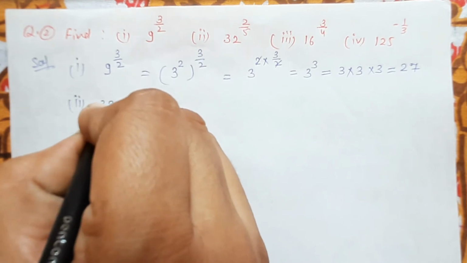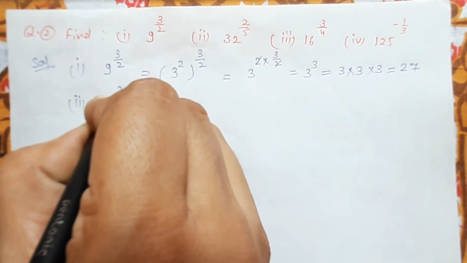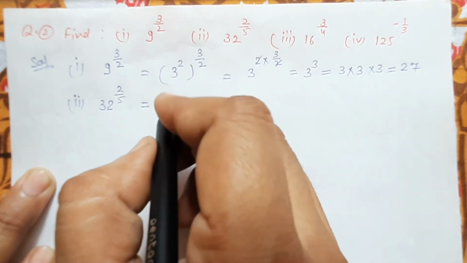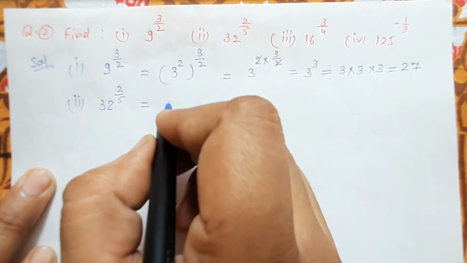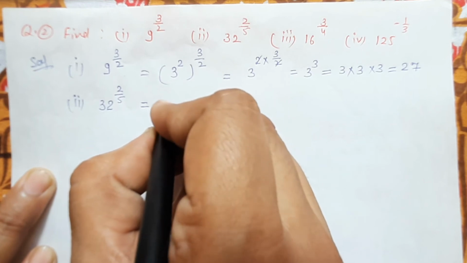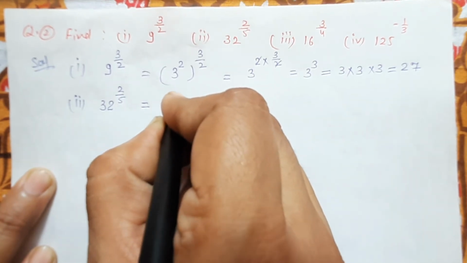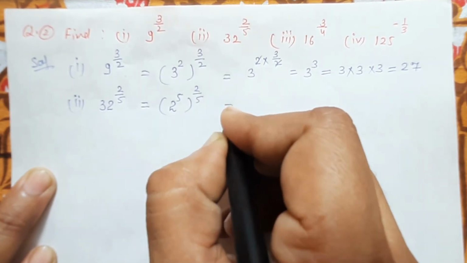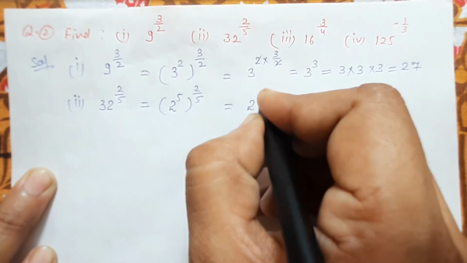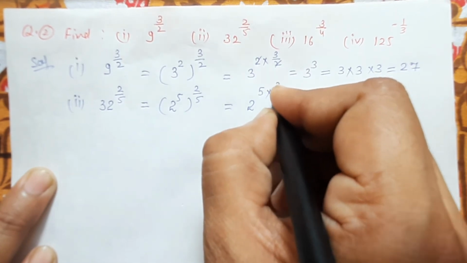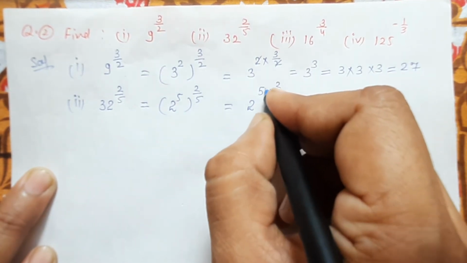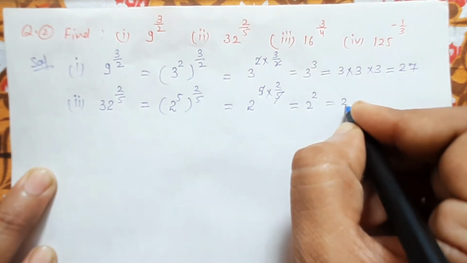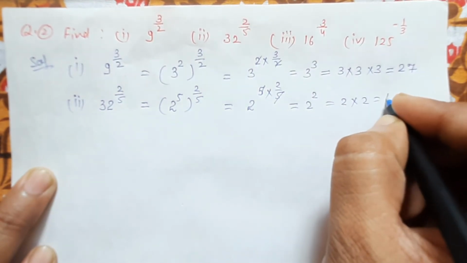Now next, second part. 32 raised to power 2 by 5. In the previous question we have seen 32 can be written as 2 raised to power 5. So here directly I will write 2 raised to power 5 and whole power 2 by 5. So this will be 2 raised to 5 into 2 by 5. 5 and 5 cancel. 2 square, that is 2 into 2. Our answer is 4.